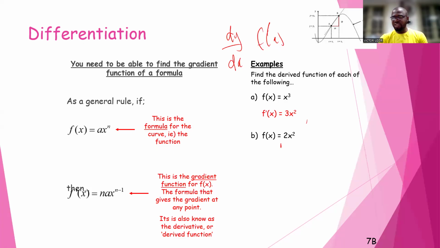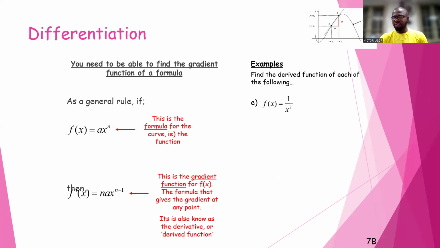Now try this one. The function is 2x squared. Just like what I did, you multiply it by 2 and subtract 1 from the power, and your answer will be 4x. They are very easy. Look at this one. The power is negative 2. The same procedure is applied. You multiply by -2, and subtract 1 from -2, which gives you -3. Do you see how simple differentiation is? This is just the basic rule of differentiation.